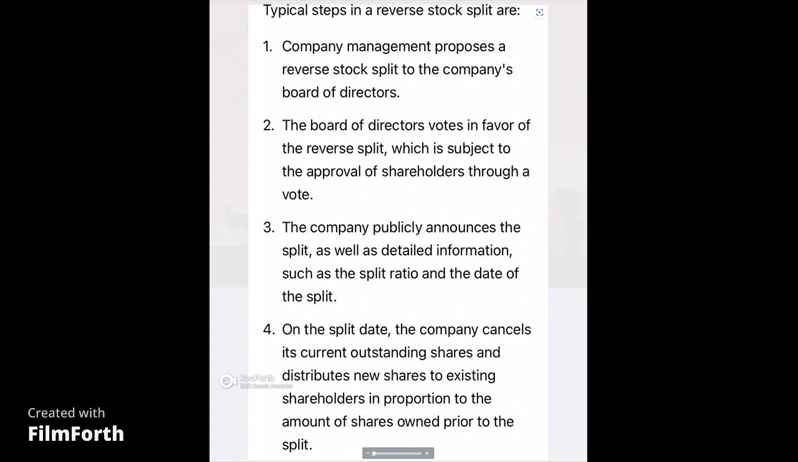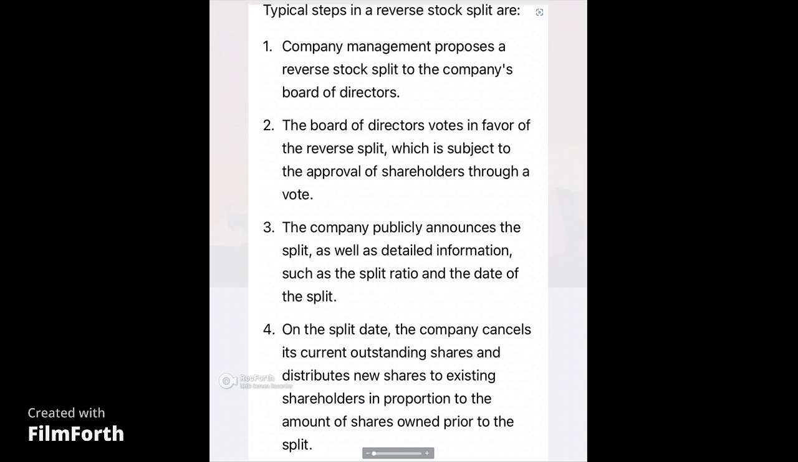The company management proposes a reverse stock split to the company's board of directors. The board of directors votes in favor of the reverse split, which is subject to the approval of shareholders through a vote. The company publicly announces the split, as well as detailed information such as the split ratio and the date of the split. On the split date, the company cancels its current outstanding shares and distributes new shares to its existing shareholders in proportion to the amount of shares owned prior to the split.